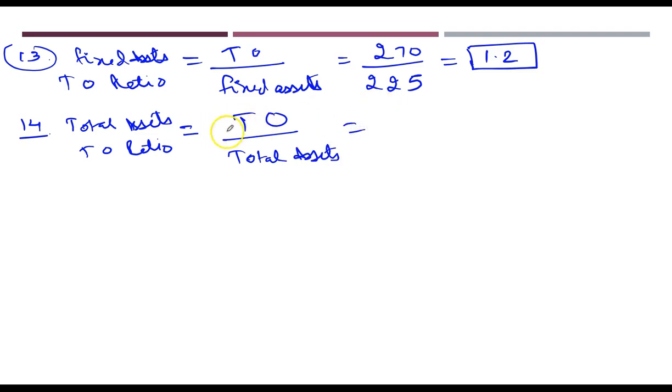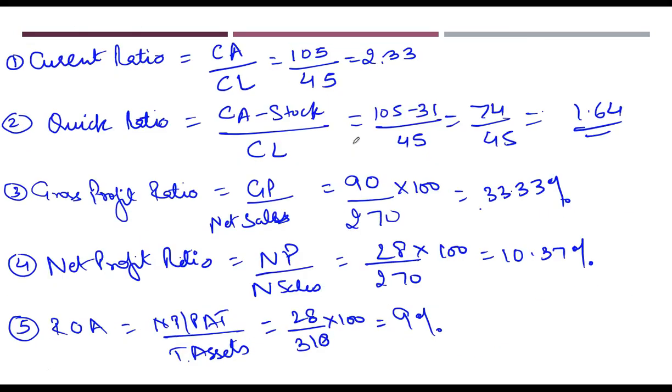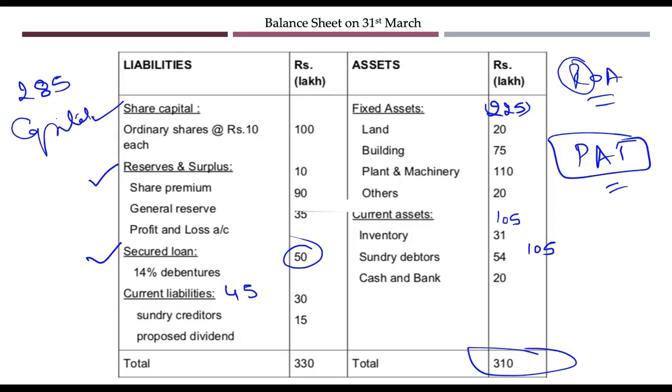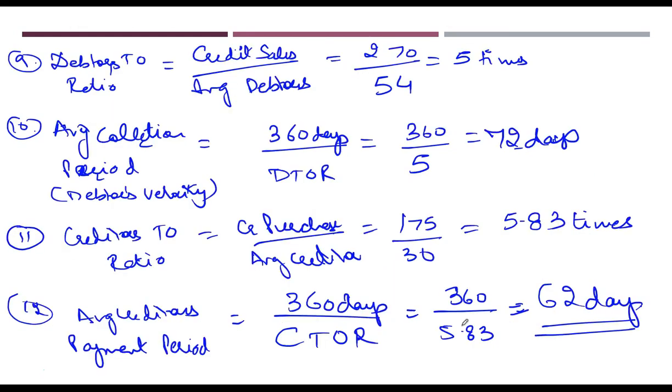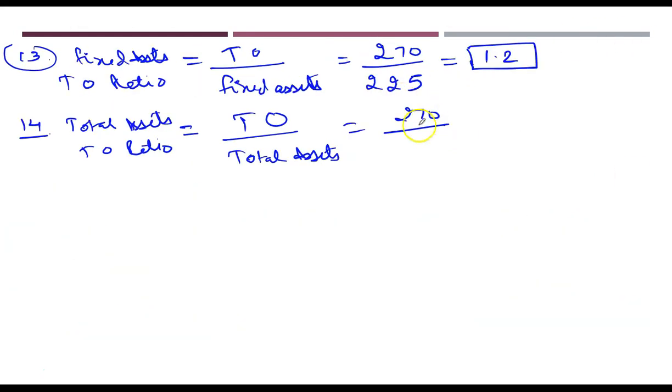Our turnover, the net sales, is 270. How much are total assets? Current plus fixed assets. Current assets we had calculated as 105, which is 31 plus 54 plus 20. And anyway, total assets are given to us as 310. So we divide 270 by 310 to get the value. How much is the value? Less than 1.